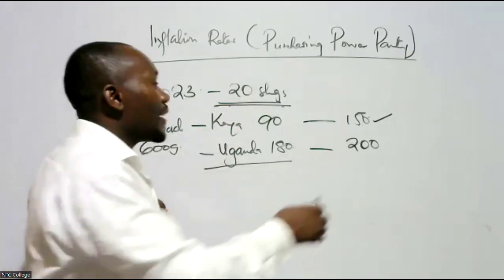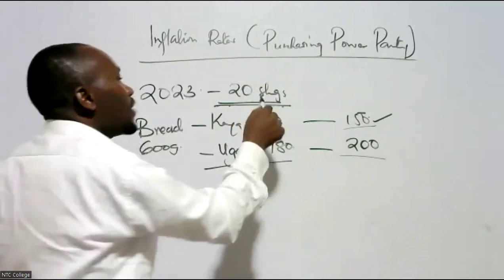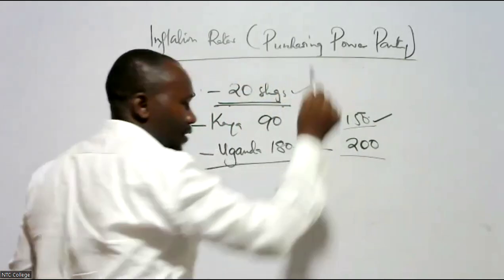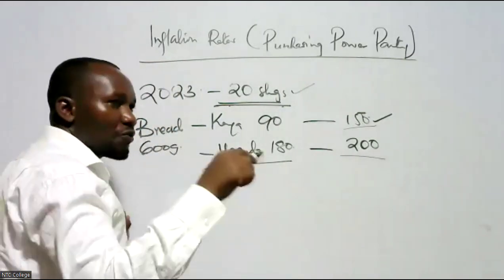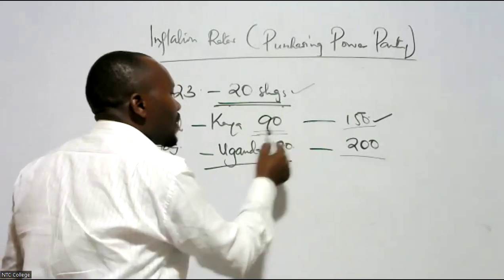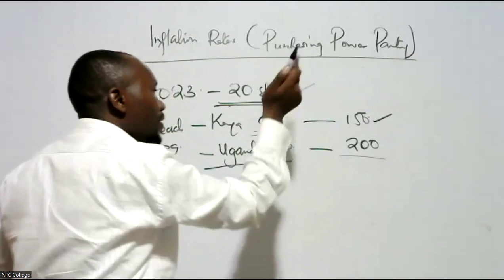Huwezi kuwa ati sasa huyu ako hapa na huyu uko hapa and you still expect the exchange rate to be 20. No. The exchange rate must now change. It has to change because there is a change in one of the currencies. Whether it is only one or both, it has now to change. The exchange rate must change.